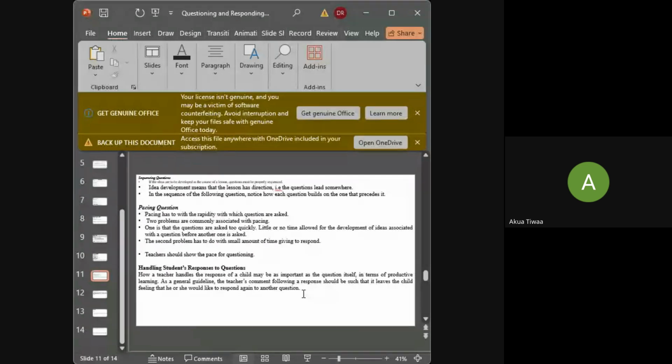So when a response is recognized in a non-committal way, the class knows that the matter is still open and others may contribute their ideas to the discussion. So if the learner responds and then the teacher says, okay, good, it means that there is more room for other students to also answer in the class when such responses are being given by the teacher.